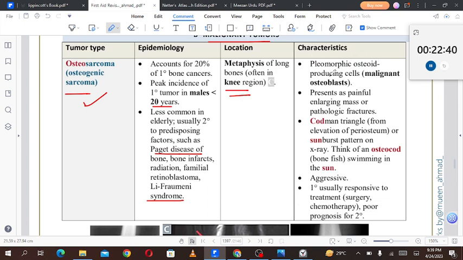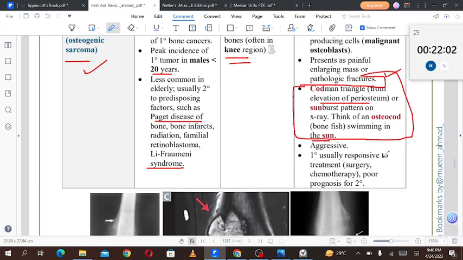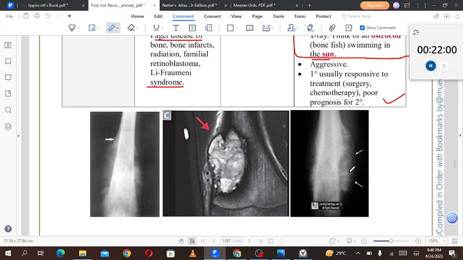Characteristics: pleomorphic osteoid-producing cells, malignant osteoblasts. It presents as a painful enlarging mass or pathologic fractures. Codman triangle, from elevation of the periosteum, or sunburst appearance on X-ray; think of an osteosarcoma bonefish swimming in the sun. This is the most frequently asked question about the Codman triangle. They often give you a picture of the Codman triangle or the sunburst appearance and then ask you about the diagnosis. It is aggressive; the primary one is usually responsive to treatment with surgery and chemotherapy, with poor prognosis for the secondary one.